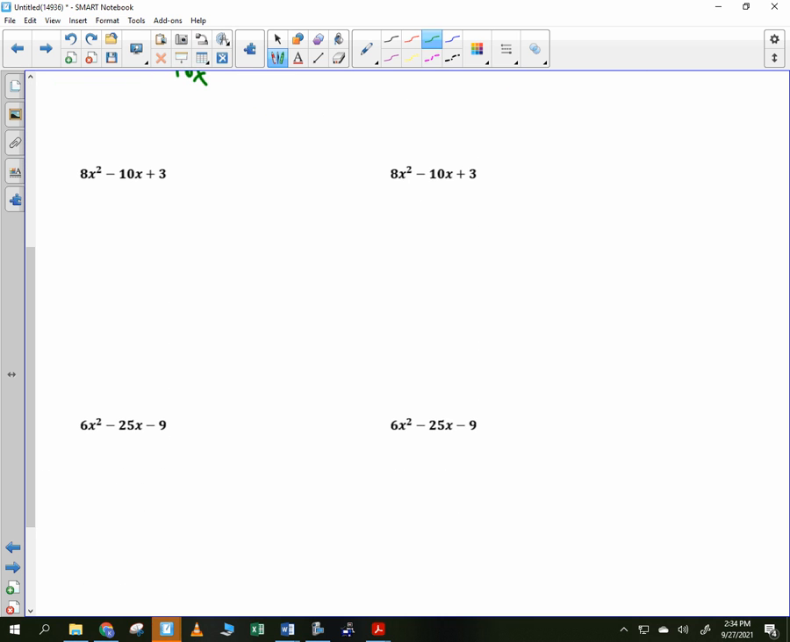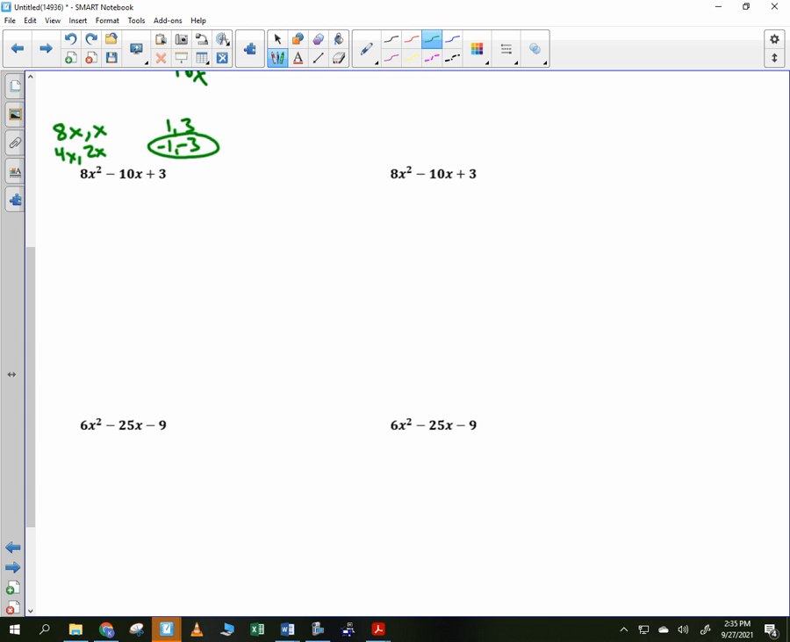We'll try another one. 8x squared minus 10x plus 3. I have 8x and x, or I have 4x and 2x. So notice how the 8x squared has two options. What multiplies to positive 3? 1 and 3, or negative 1 and negative 3? Will it be the positive 1 and the positive 3, or the negative 1 and negative 3? It'll be the negative 1 and negative 3 because it adds to a negative. So we know to use these two.